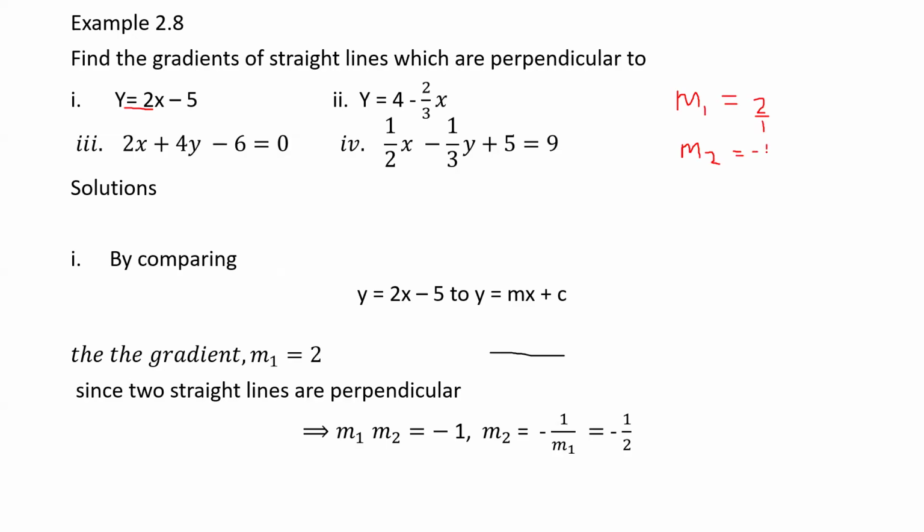So this will now become my gradient for the line I am going to find. Or if I multiply the 2 that I've gotten for this line times m2, it should give me negative 1. And to get m2 as negative 1 over 2, you take the negative reciprocal.